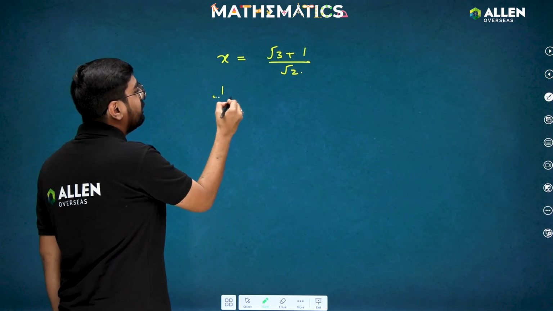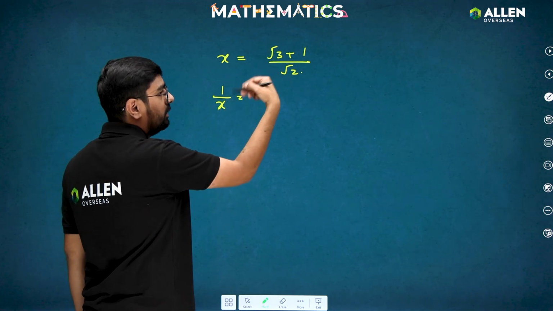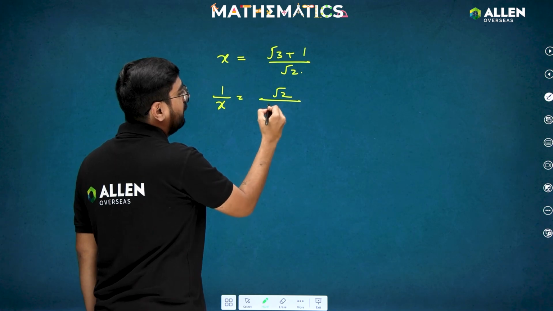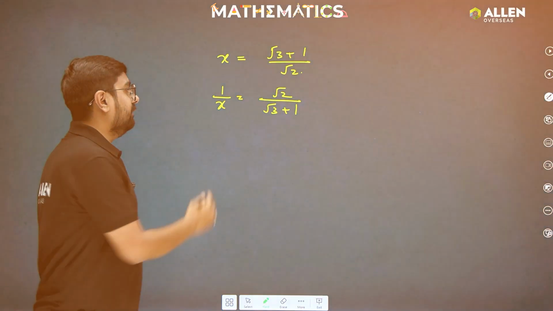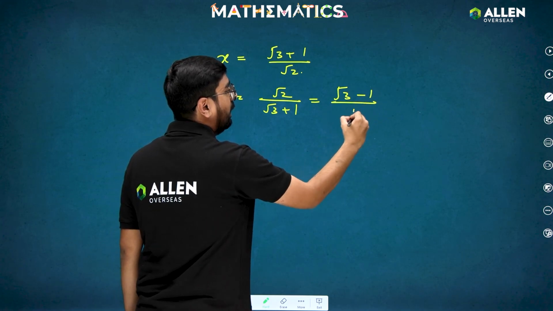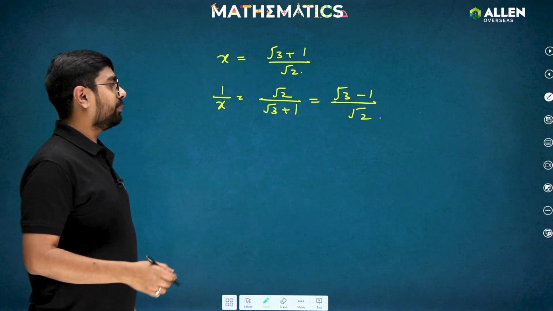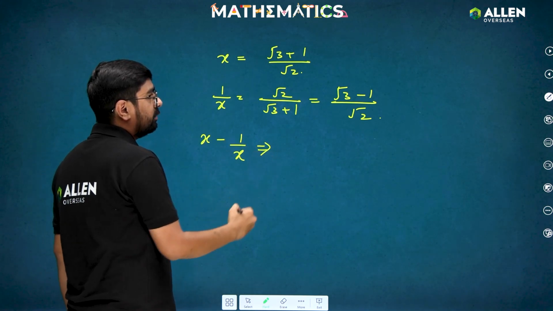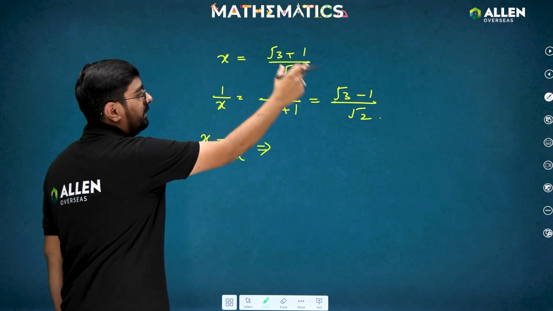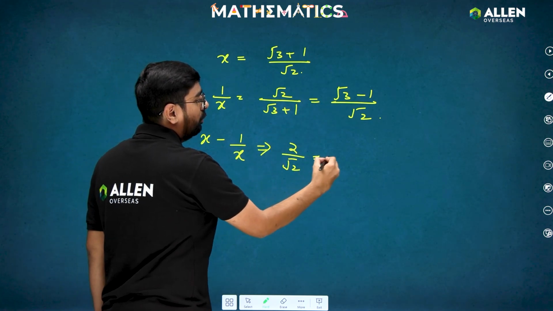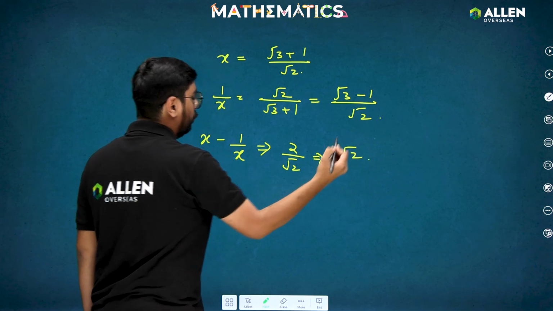And what will be 1 by x? 1 by x will be equal to the reciprocal of this. So basically root 2 divided by root 3 plus 1. And if you rationalize this, this will come out to be root 3 minus 1 by square root 2. And we have to find x minus 1 by x. So x minus 1 by x is going to be this minus this, which will exactly be equal to 2 by square root 2, which is equal to square root 2.